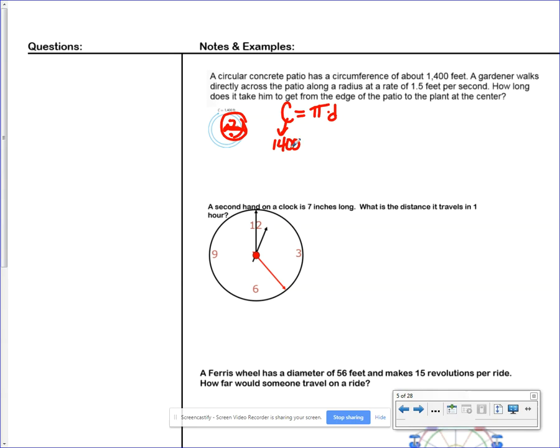So we have to work backwards here a little bit, okay? I know the circumference. We know what pi is. Typically, if they don't tell you, use 3.14. Then this is diameter, which we don't know. We're going to find diameter first, and then we can find the radius, and then we can go from there. So first things first. Diameter times this number equals 1,400. So let's figure out diameter first. Grab your calculator and divide 1,400 by 3.14.